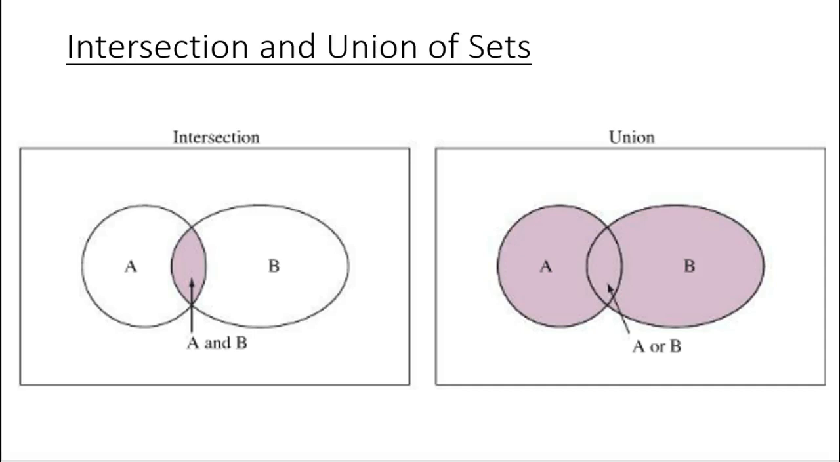Notice in your notes the notation used for both the intersection and the union. Here are the corresponding Venn diagrams. Notice that the intersection only consists of the overlap, whereas the union consists of everything in A or in B.